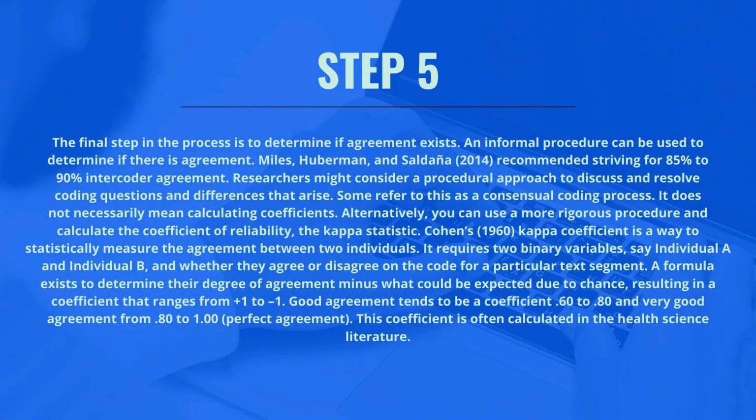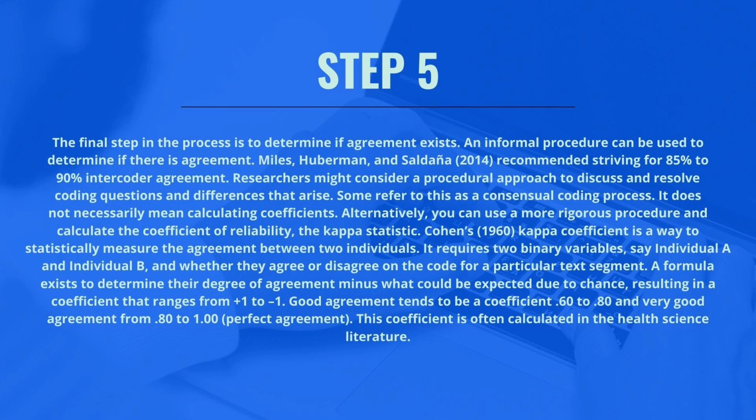Alternatively, you can use a more rigorous procedure and calculate the coefficient of reliability, the kappa statistic. Cohen's kappa coefficient is a way to statistically measure the agreement between two individuals. It requires two binary variables, say individual A and individual B, and whether they agree or disagree on the code for a particular text segment.